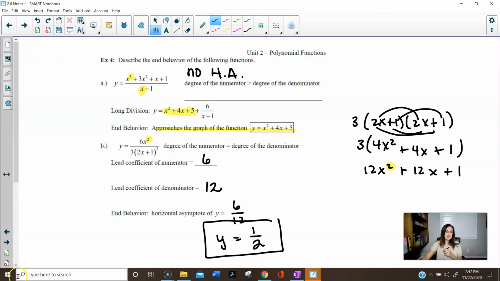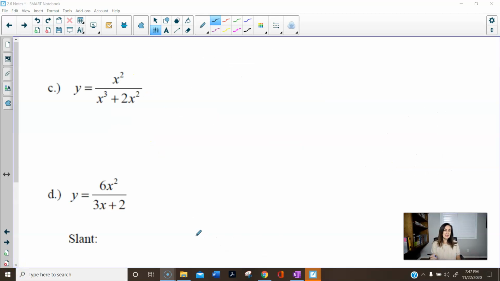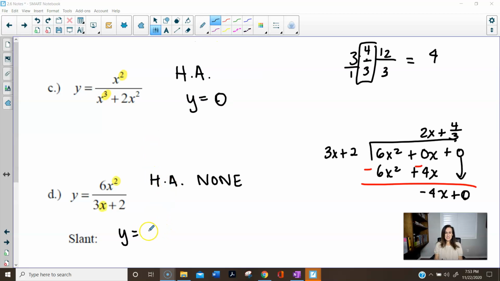All right, let's look at the next one. So looking at this next one, we have x squared over x cubed plus 2x squared. So what's going to happen here is you can see that the degree is a 2 and the degree is a 3. So I would consider this one bottom heavy. So the equation for the slant is y equals 2x plus, and you could do 1 1/3 if you wanted, or you could just write 4/3. And that's your slant asymptote.